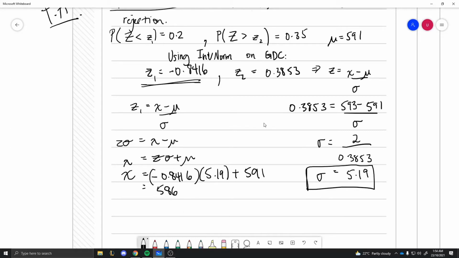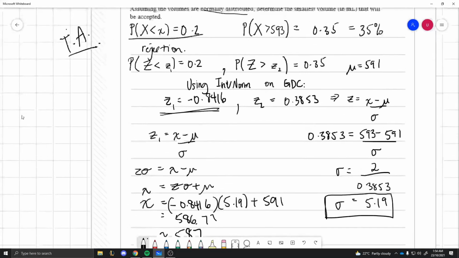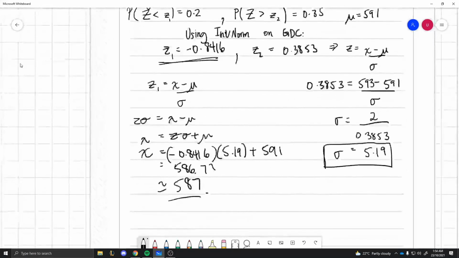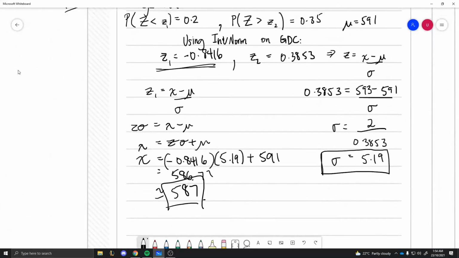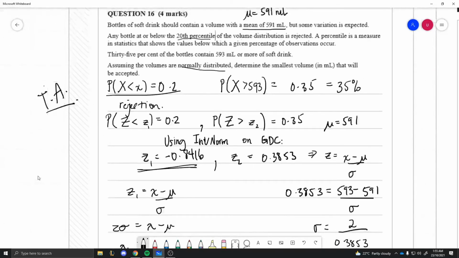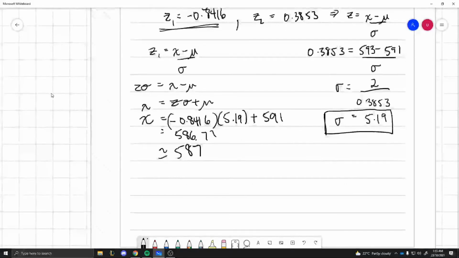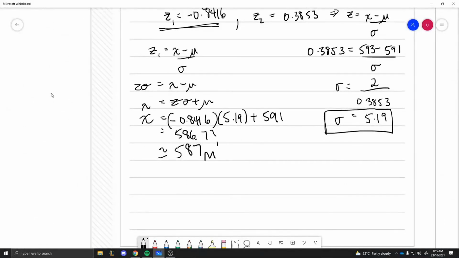Or it's actually 0.77, I'm sorry, so it's approximately equal to 587. If you want to just quickly evaluate how reasonable your solution is, it's the lower end of the scale that would get rejected. 587 is lower than the mean, so it's a pretty reasonable answer, 587. So that is going to be milliliters. That's going to be your answer, 587 milliliters.